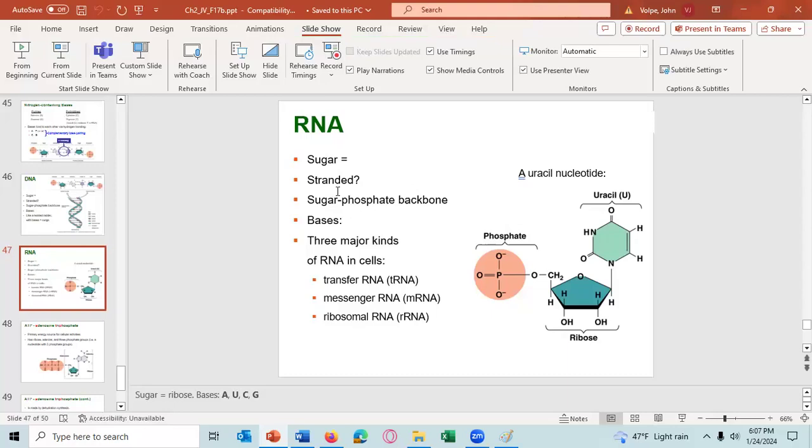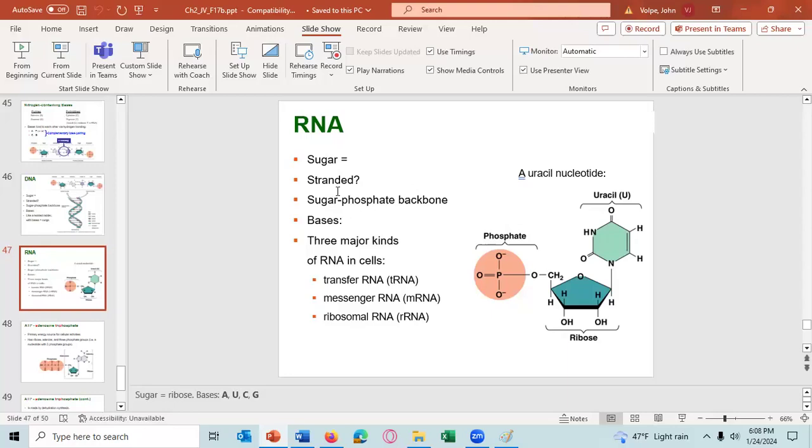With RNA, once again, the sugar phosphate backbone holds a single strand of RNA together. And it holds it together by a chemical covalent bond. The bases for RNA are A, G, C, and U. Uracil replaces thymine in RNA.